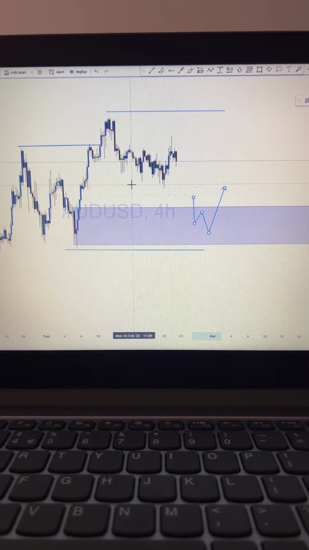Now, this is a very simple model that I teach. Consistently do this every time. Don't bother yourself with what is happening right here. Wait for price to come to the order block you've marked. Look for change of character.